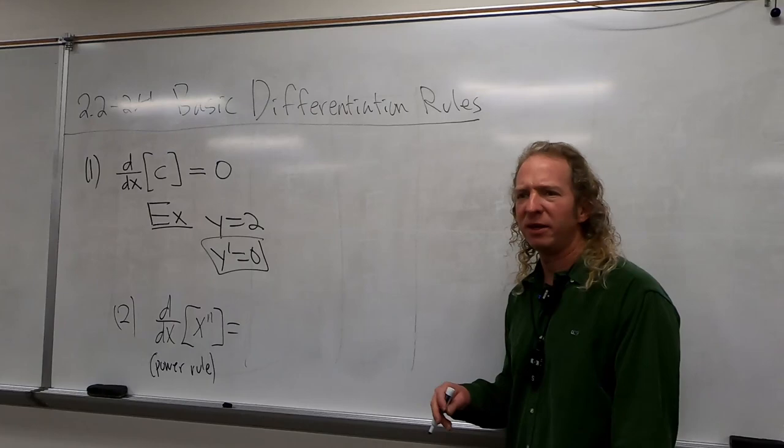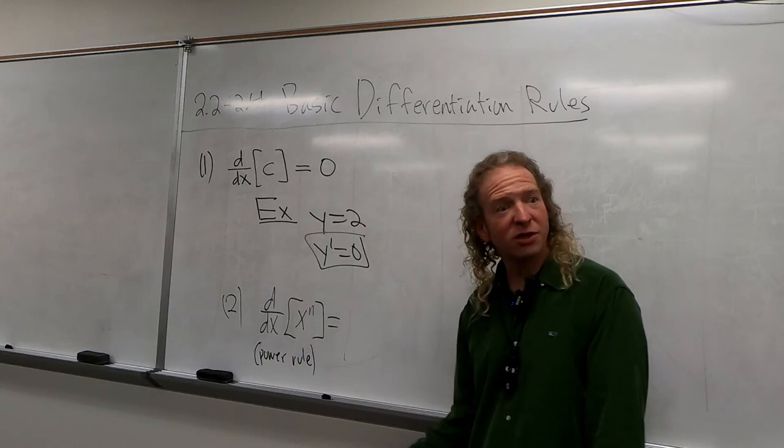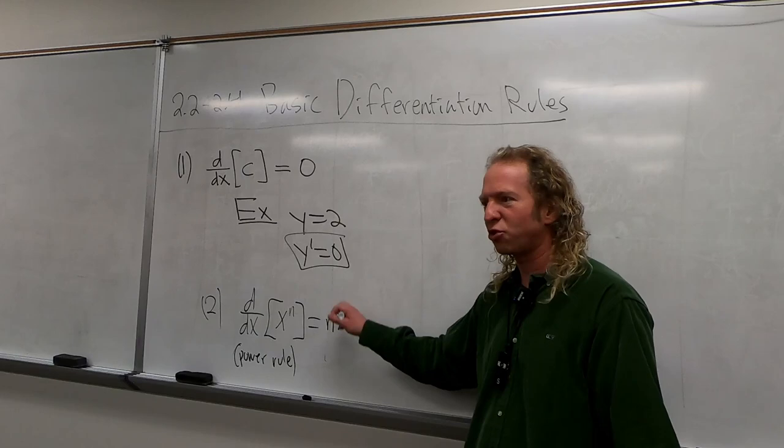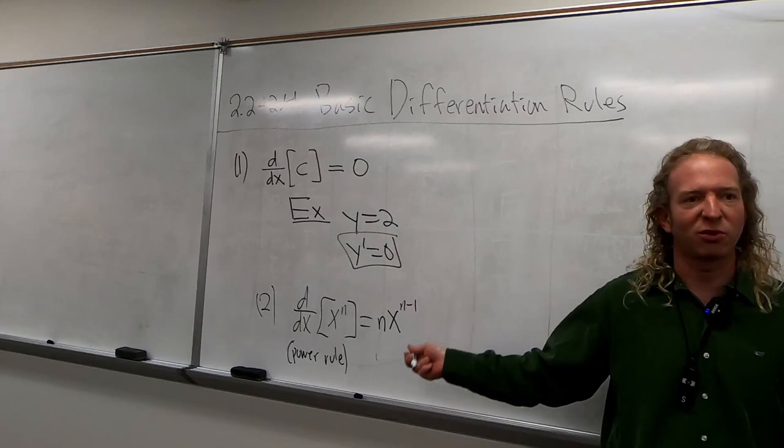Do you remember what you do with a number here? You put it in the front. Yeah, you remember. You put it in the front and you subtract 1, so n minus 1. Whatever number is here, you just put it in the front and you subtract 1. So that's it: put it in the front, subtract 1.